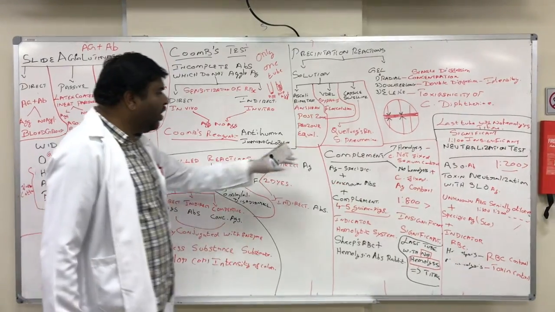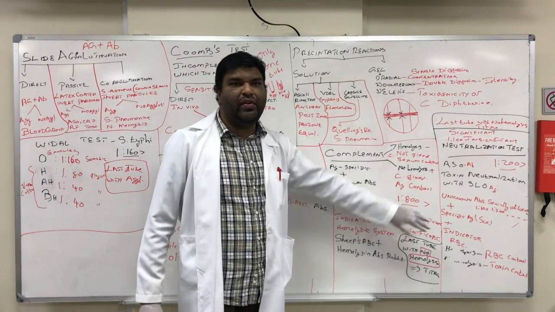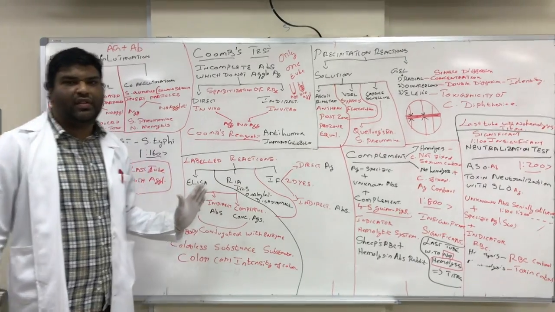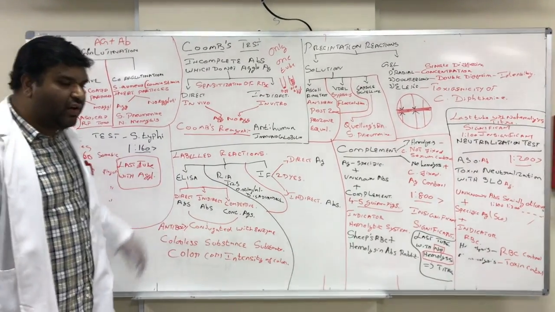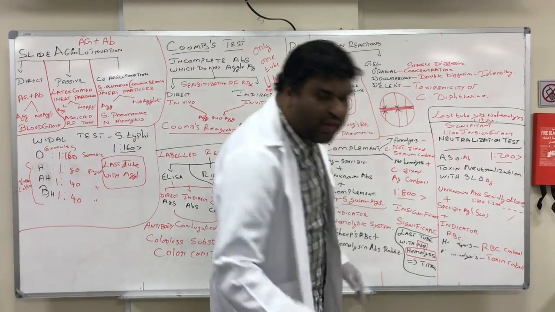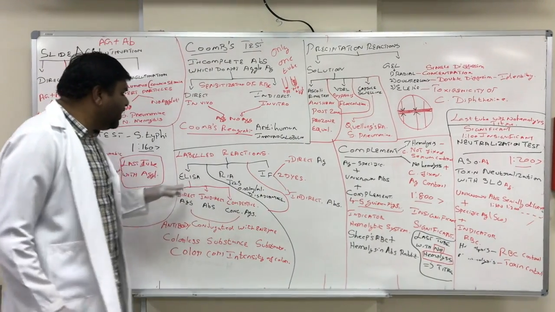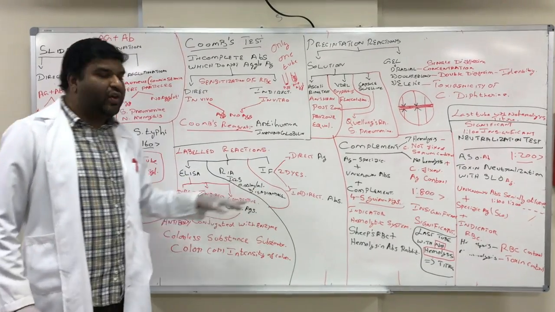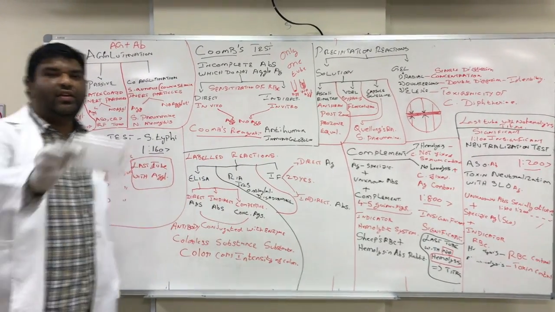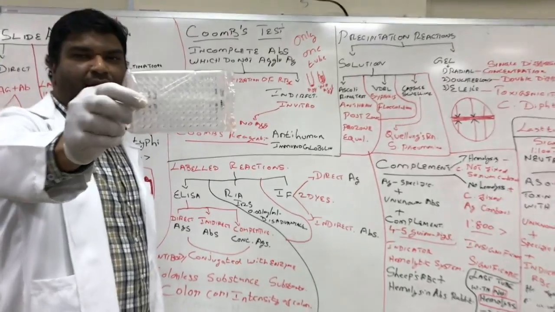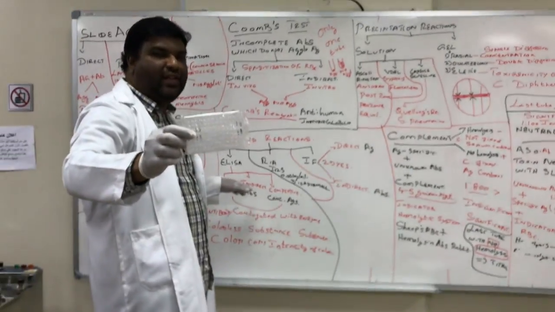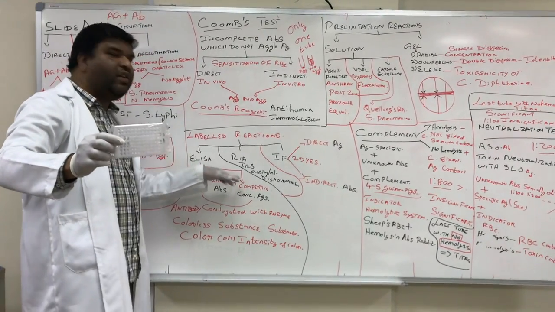Moving on to the complement fixation test. Before going to the complement fixation test, I would like to finish off the labeled reactions. The labeled reactions are in the form of spotters. Here the labeled reactions are divided into ELISA, RIA and IF. Only for ELISA are we going to provide the specimen, and this specimen is for all three categories of ELISA: the direct, indirect or the competitive.